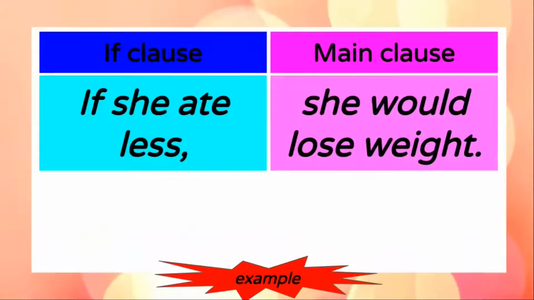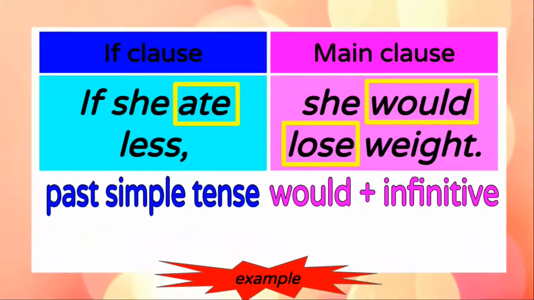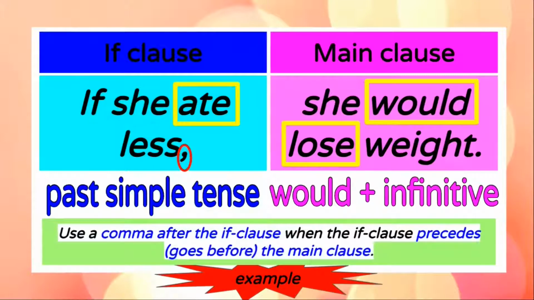If she ate less, she would lose weight. We use past simple tense ate in the if clause. We use would plus infinitive lose in the main clause. Remember, use a comma after the if clause when the if clause precedes or goes before the main clause.